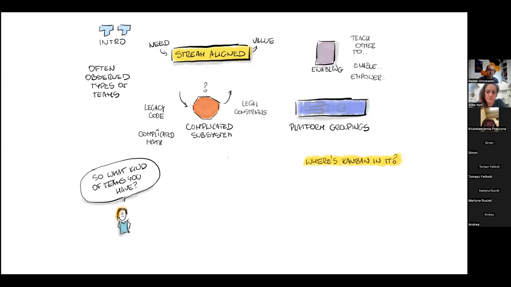Where is Kanban in it? Any ideas, like all the things that we have discussed here? Do you see anything related to Kanban or compatible with Kanban? Anyone? That's a hard question in the morning.